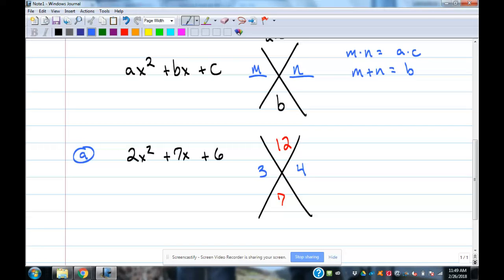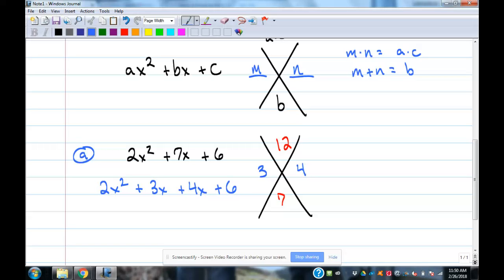Okay. Now, we're going to take these 2 numbers and replace the middle term with them. We're going to rewrite the problem as 2x squared plus 3x plus 4x plus 6. It does not matter what order you do that in. If you put the 4x in the front and the 3x in the second, it doesn't matter. You can do that in any order you want to, as long as it's still in descending order. These 2 have the same exponent, so it doesn't matter what order they go in.